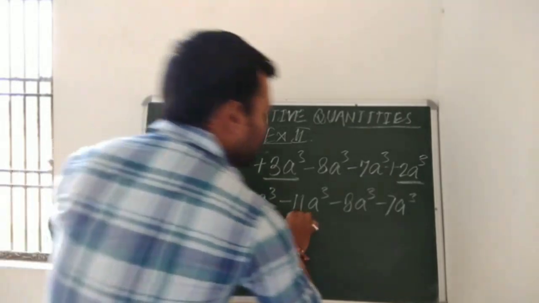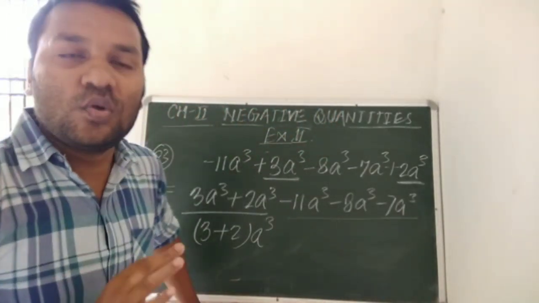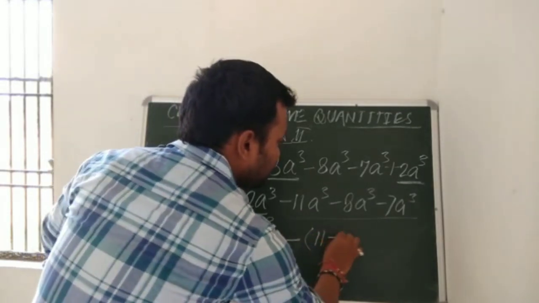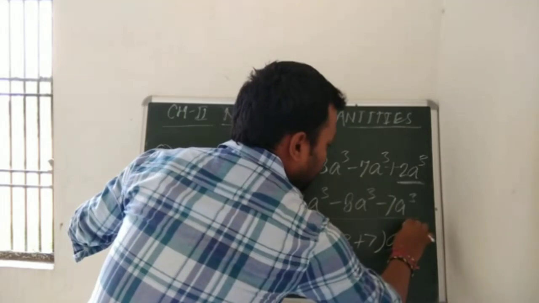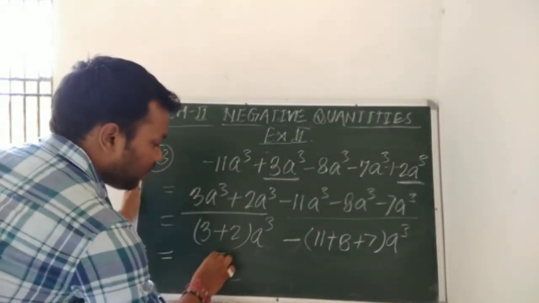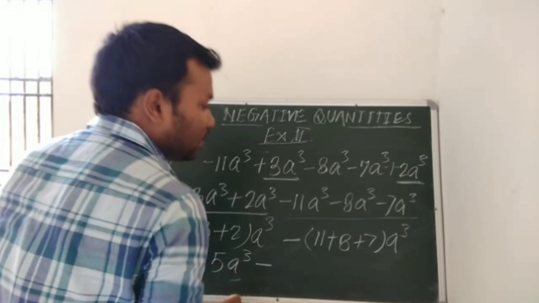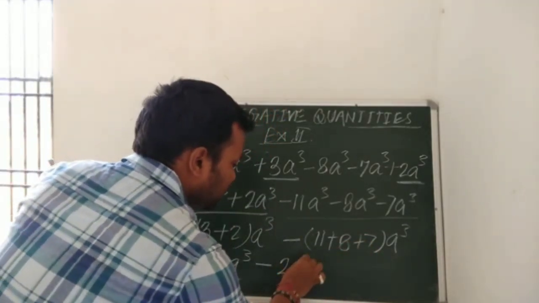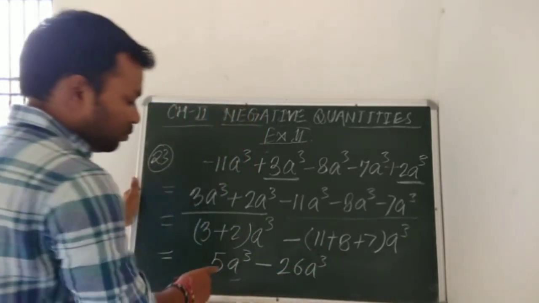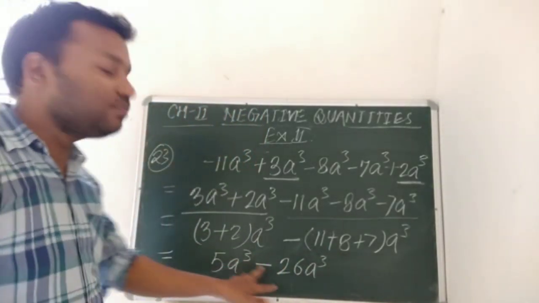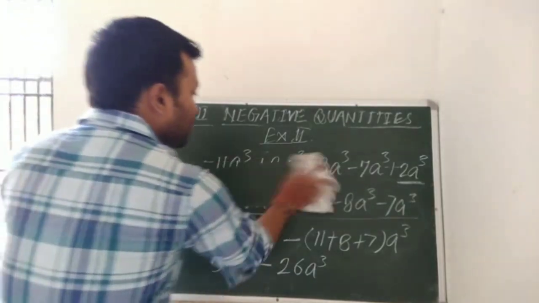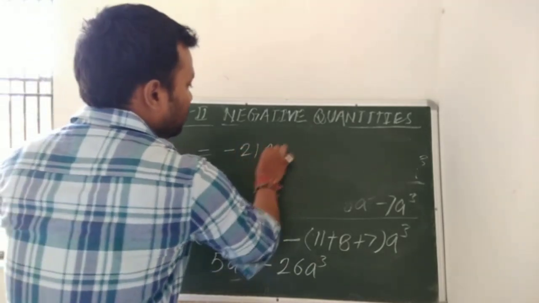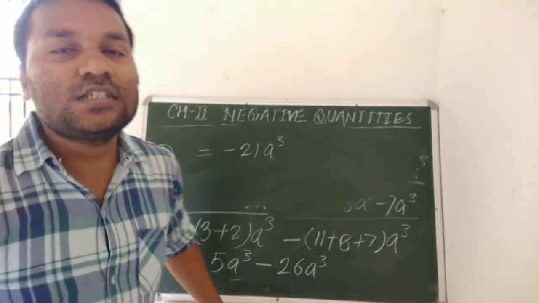And for the negative terms, we will add the coefficients numerically first and prefix the negative sign: 11 plus 8 plus 7 aq. Now 3 plus 2 will be 5aq. Minus 11 plus 8, 19, 19 plus 7, 26 aq. Because both the terms have different signs, we will subtract them and we will get the answer as minus 21aq. So students, this is all about rule number 4.